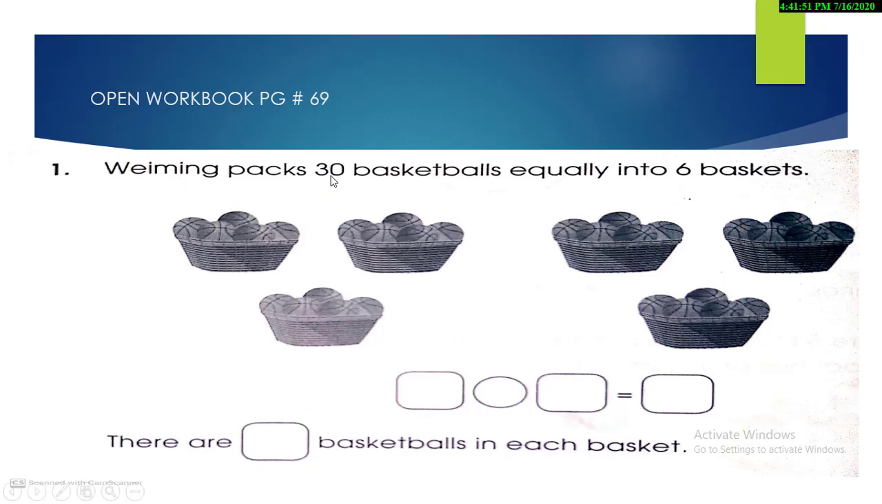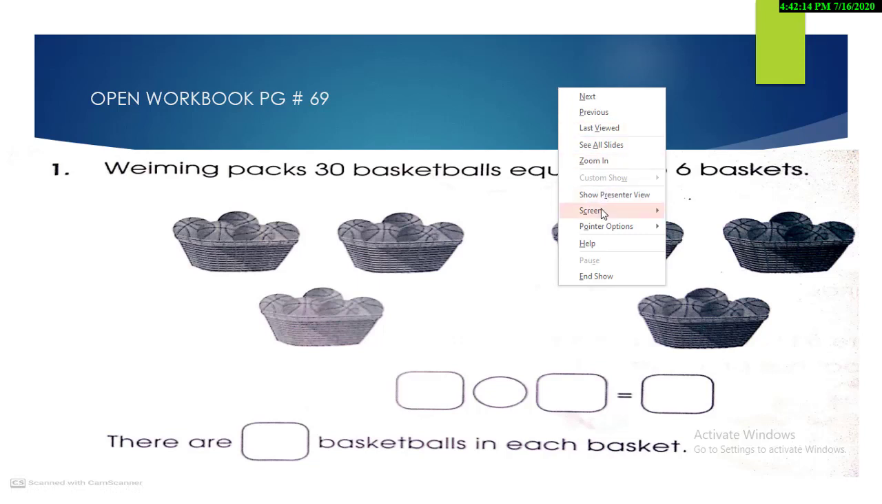Women packs 30 basketballs equally into 6 packs. Okay, they just tell you the total number of basketballs. This is the total number of basketballs that he has, and he packed them equally into 6 baskets. It means you have no idea how many balls he put in each basket. So this is something that you need to find out.